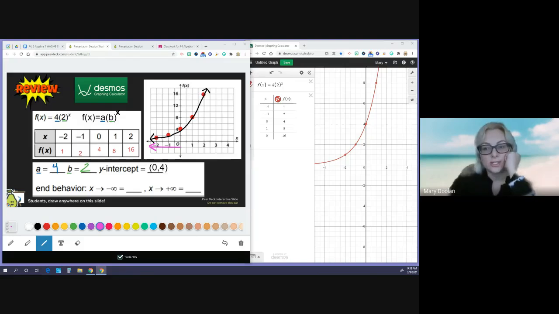I also saw Angel typed in a equals 4 and b equals 2. That's also correct. I didn't see it. I wasn't on the right slide or tab. I have like 20 tabs open, literally. Okay, so we're going to put a 0 right here.